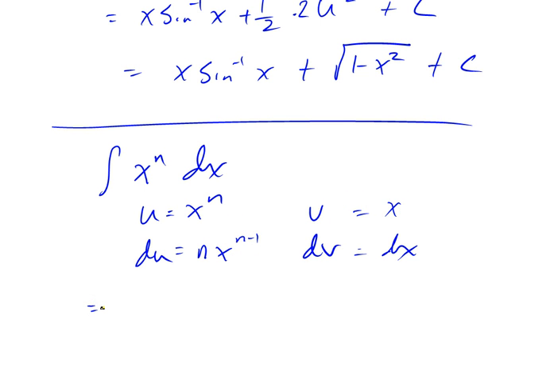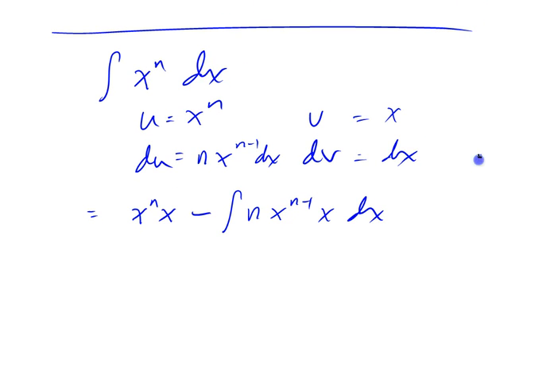So this would be equal to u times v. So x to the n times x minus the integral of v du. So nx to the n minus 1. Whoops, that had a dx in it. And then it's times another x there. I have everything there. Okay, well, this looks like x to the n plus 1 minus n times the integral of x to the n. Heck, I started with the integral of x to the n, and I'm back to it. Hey, I think we've been here before.